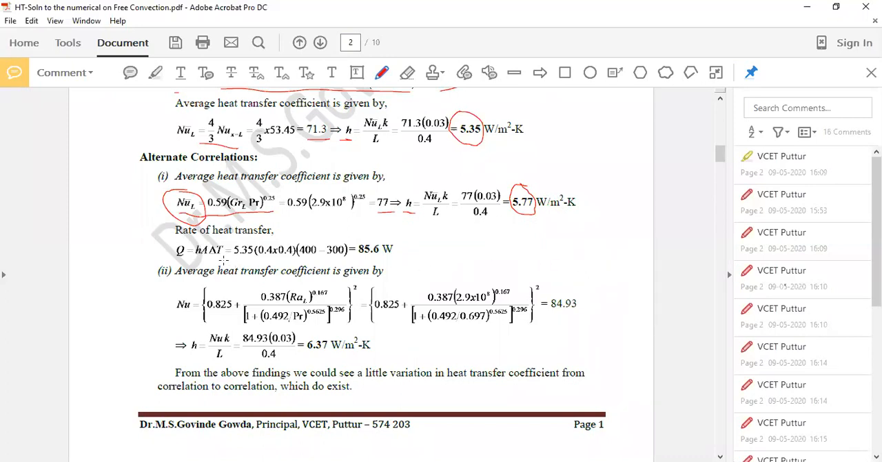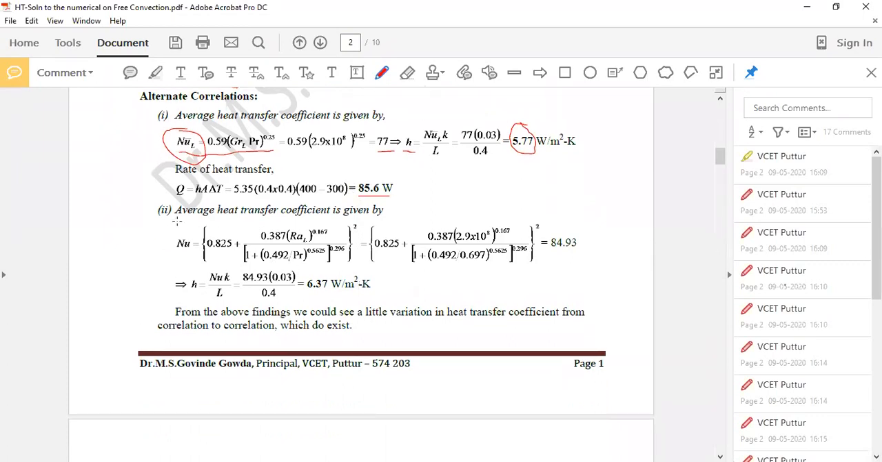So therefore, the rate of heat transfer is obtained to be, rate of heat transfer is equal to HA delta T. So therefore, H is the heat transfer coefficient into surface area for the square plate, height into width, 0.4 into 0.4, and delta T, temperature difference between the surface of the plate and the free air temperature outside. So therefore, it's calculated to be 85.6 watt.